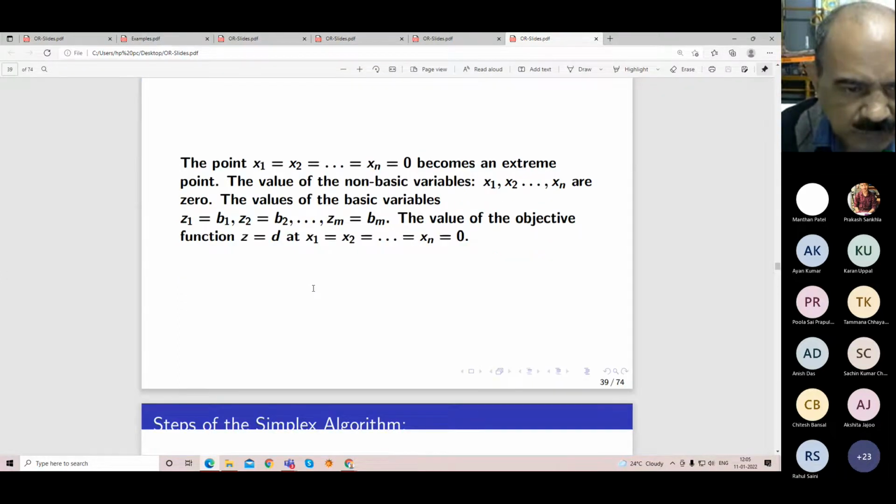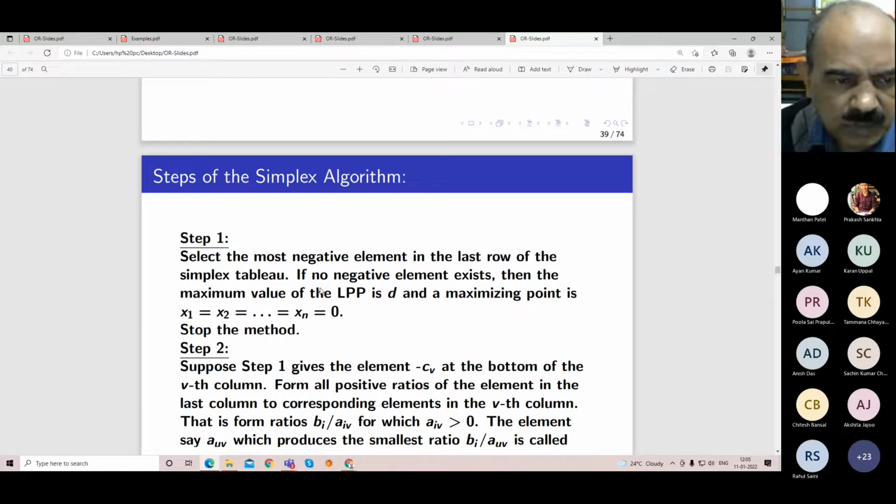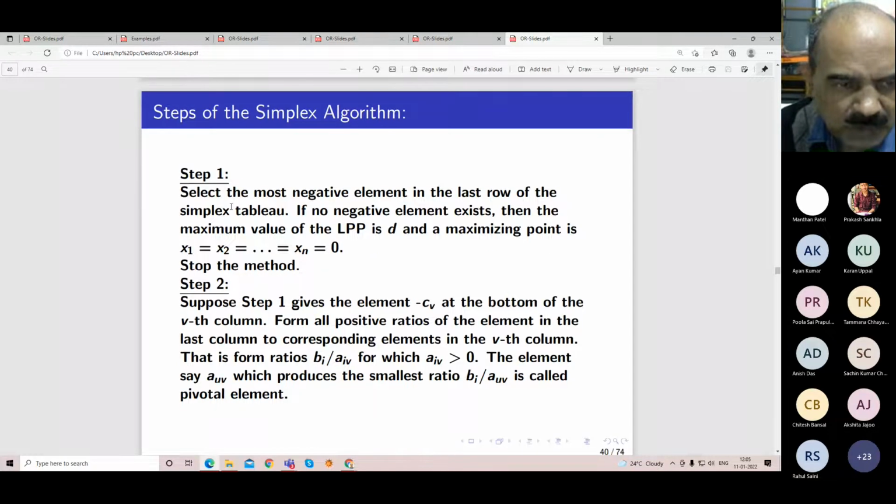Okay, next. So these are the steps. Step 1 says select the most negative element in the last row of the simplex table. There are altogether m plus 1 rows. So consider the last row. In the last row, select the most negative element other than the d value. d is representing the value of the objective function. Apart from that, another n elements are there, so you will select the most negative element.